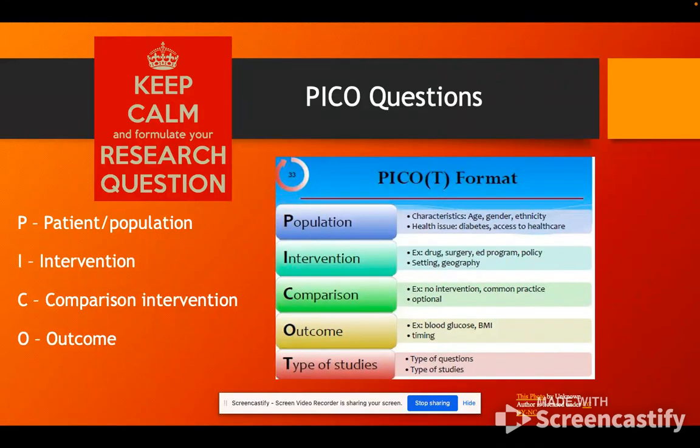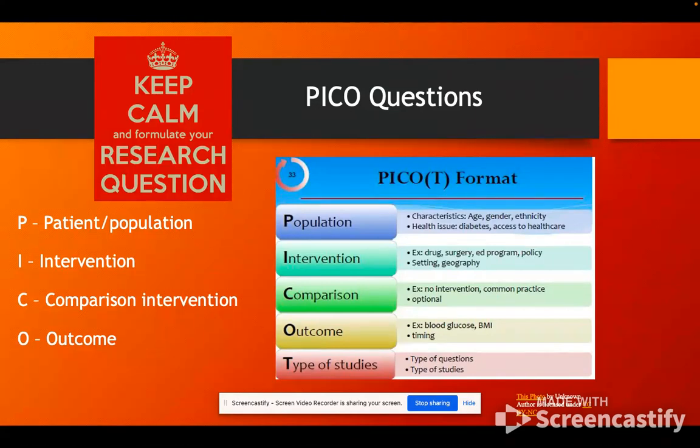So whenever you begin research, you're going to develop a question to help guide your research. We call this a PICO question. PICO actually stands for your patient population. This is going to look at the characteristics, age, gender, ethnicity, the population of who you are studying. I is your intervention. That would be what you are looking at researching. Is it a drug? Is it a surgery? Is it a policy that we are looking at?